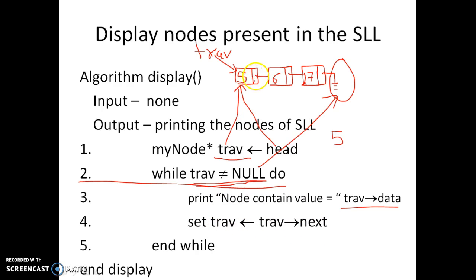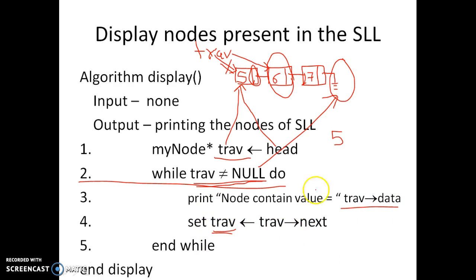next. So trav arrow next means this field, so the value of this field is nothing but the address of the second node, that is this node. So the address of the second node is now assigned to trav. So now trav will point towards the second node. Okay, then it will print trav arrow data.